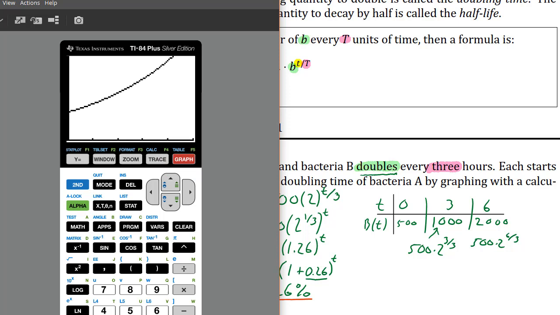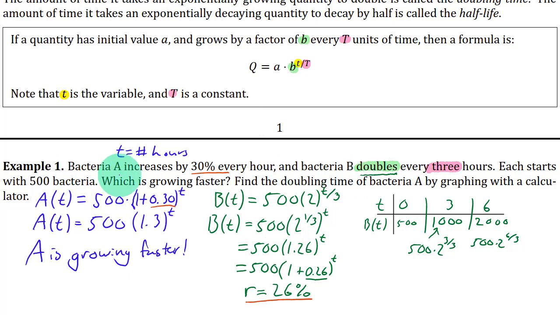We should get a decent idea of the graph. So this is the graph of the amount of bacteria in population A, bacteria type A. So we want to know, when does it double? Well, it doubles when it gets to 2 times 500.